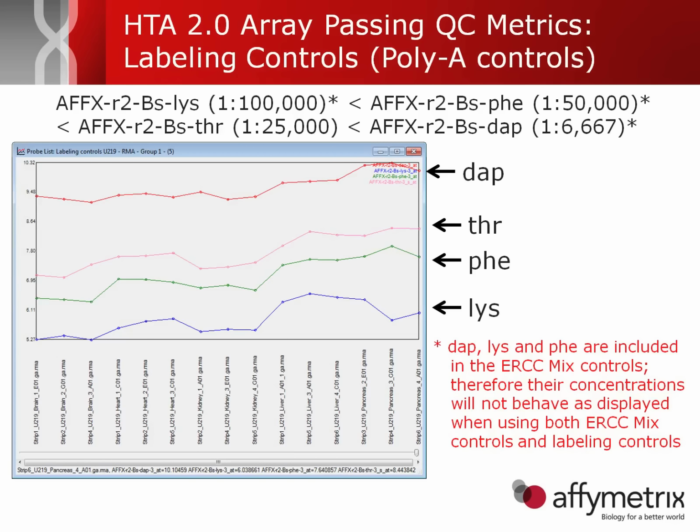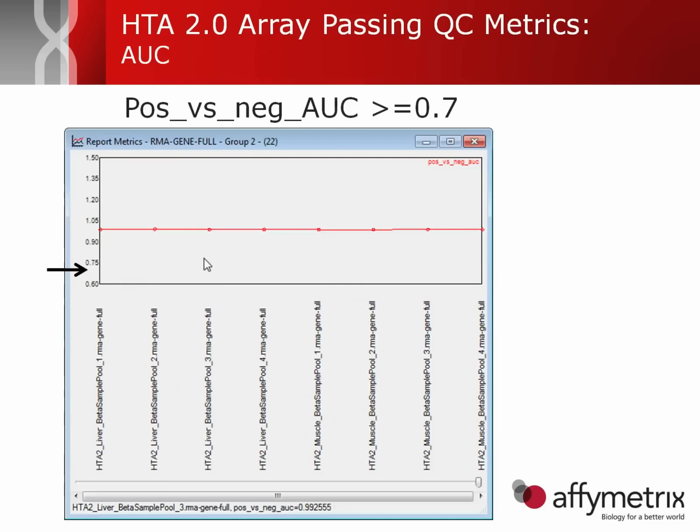Because Dap is expected to be the highest, even if you add more Dap by the ERCC controls, it is still greater than all the rest of them. But Thr and Lys have become mixed up, and so that is a problem when you're evaluating both. And this can be seen in the demo data or the sample data that's provided on the Affymetrix.com website.